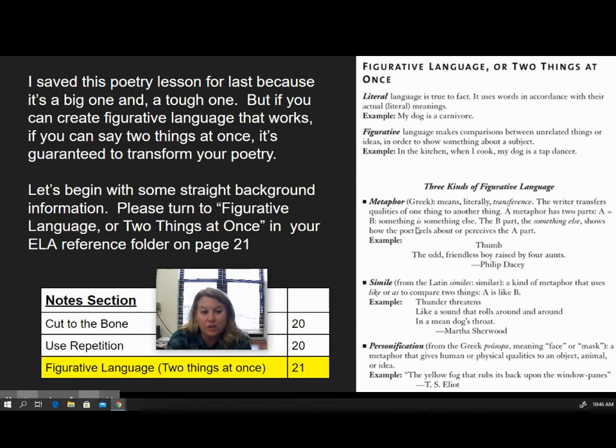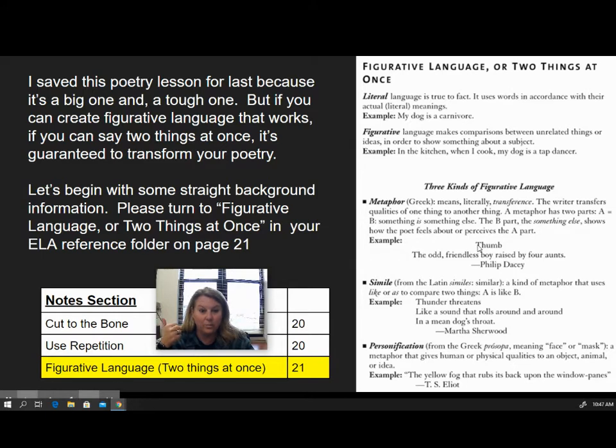A metaphor has two parts. A equals B. Something is something else. The B part, the something else, shows how the poet feels about or perceives the A part. For example, thumb, the odd, friendless boy raised by four ants. Thumb is the part A. We're saying that the thumb is something else. It's an odd, friendless boy raised by four ants. It also lets us know how Philip, the writer, feels about the thumb.